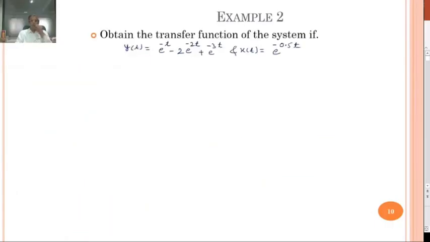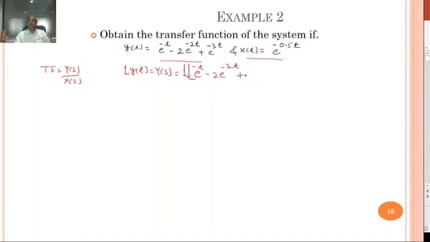Then the next problem: obtain the transfer function of the system if y of t is given as this and x of t is this one. How will we find the transfer function? The transfer function equals Y of s divided by X of s. First find the Laplace transform of y of t, that equals Y of s, with y of t being e raised to minus t minus 2 e raised to minus 2t plus e raised to minus 3t. So Y of s equals 1 upon s plus 1 minus 2 upon s plus 2 plus 1 upon s plus 3.